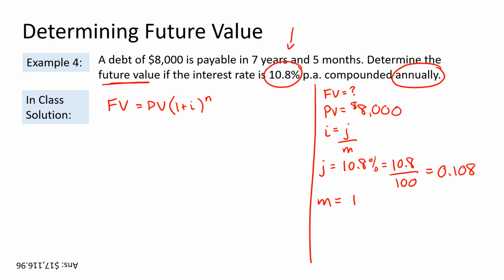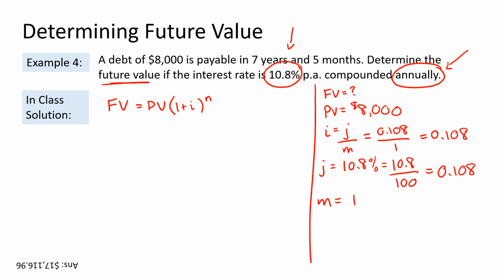Now we can calculate our periodic interest rate, knowing that J is 0.108 divided by our number of compounding periods per year, which is 1. So it comes out with the same interest rate as the nominal rate, and that will only occur when our interest rate is compounded annually, because that means it's compounded at the same frequency as our nominal interest rate. So we're not dividing it out into smaller interest payments throughout the year.